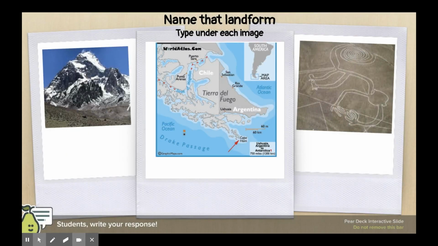So on your Pear Deck, I want you to name that landform. We just went through them, so they should be fresh in your mind.